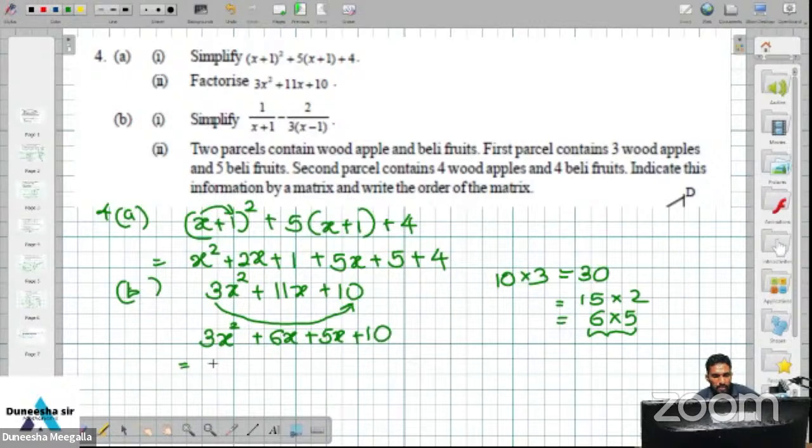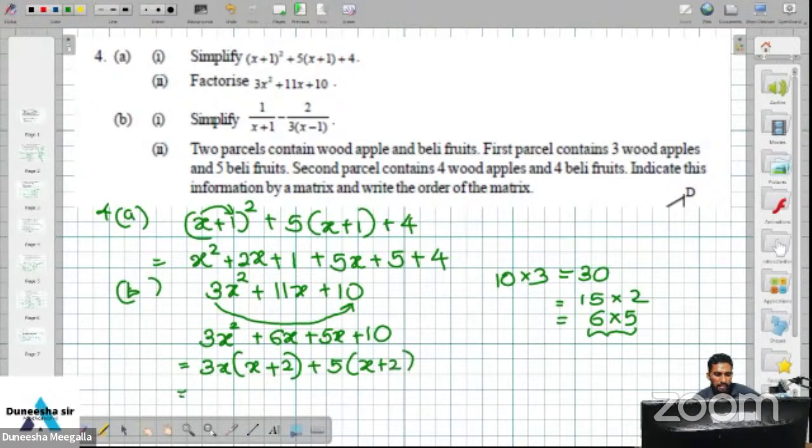Okay. Now, what can we take outside? It's 3x squared. Also we can take 3x, okay, x and plus 2. Then what term can we take out from the 5x and 10? 5. 5. Then x plus 2.